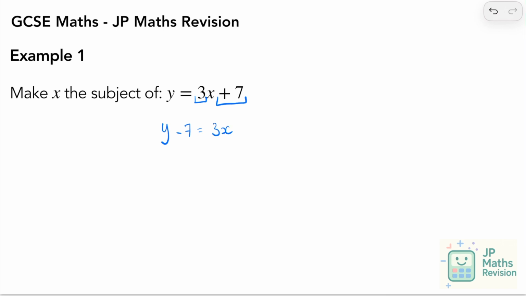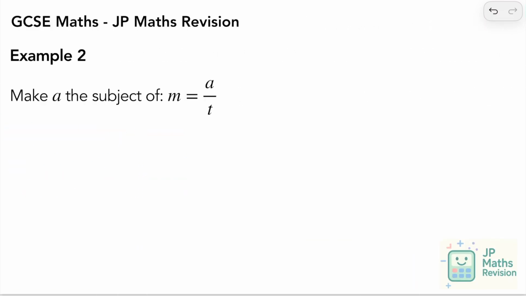And then we need to get rid of this 3. The opposite of multiplying by 3 is dividing by 3. So we're going to divide both sides by 3. So we end up with x equals y minus 7 divided by 3. And now we have x that's the subject. So x is the thing that's by itself, and so we have successfully made x the subject.